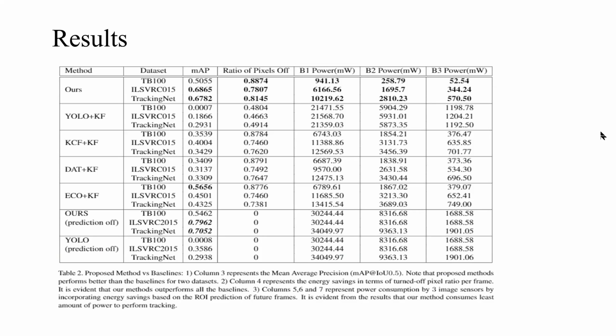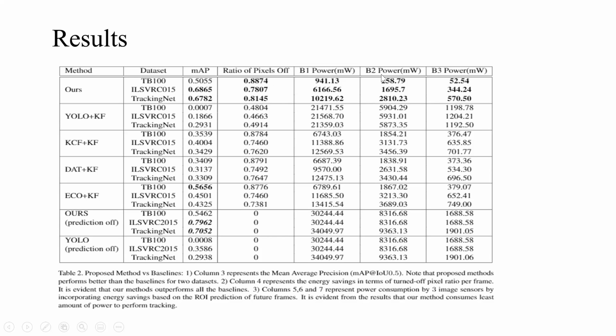So for the ILSVRC 2015, we get an mAP of 0.6865, and for the TrackingNet dataset, we get an mAP of 0.6782. And not only that, but if you look at the ratio of pixels switched off, you can see that we managed to get the highest energy savings.